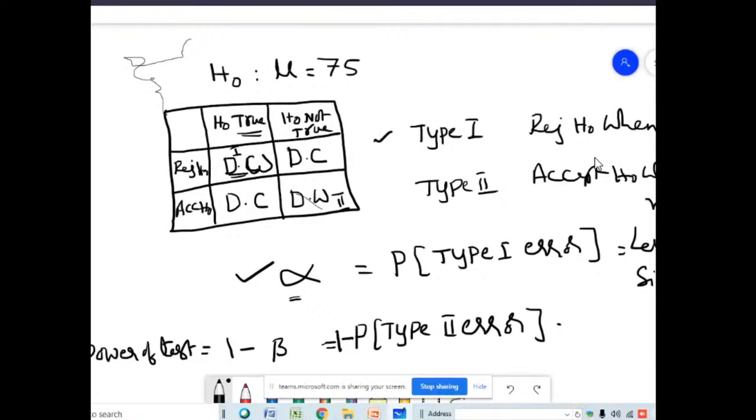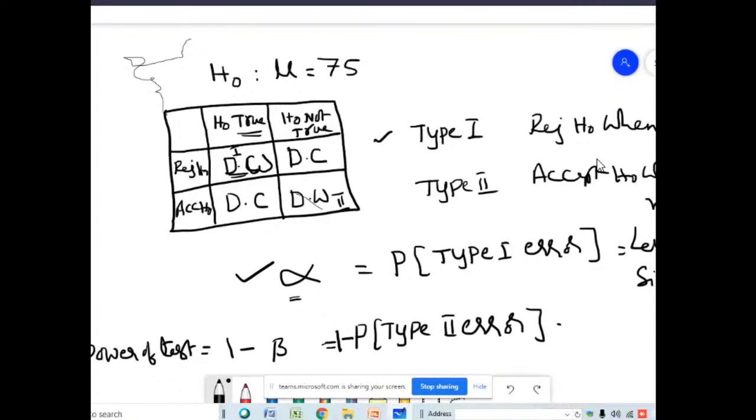So what is the null hypothesis? The situations for the hypothesis. So these are the two situations, true and not true, and we are accepting and rejecting. So these are the actions that you are taking. Based upon that you are taking the decisions, and the decision is correct or not correct in the two situations.